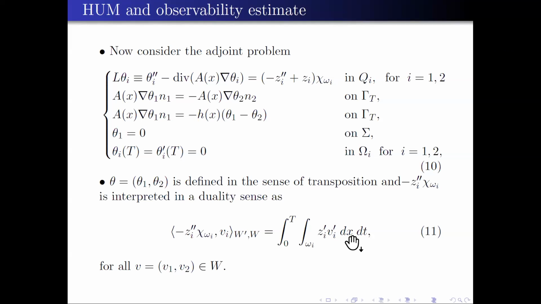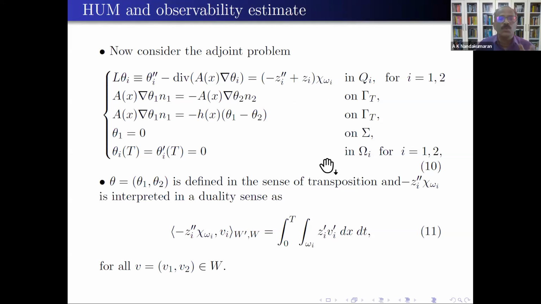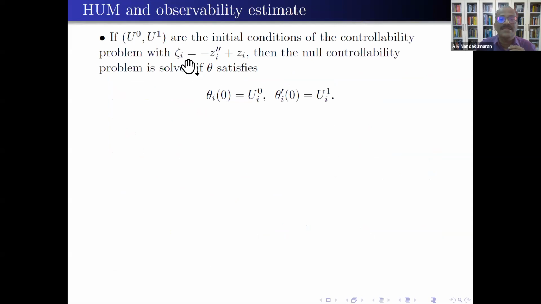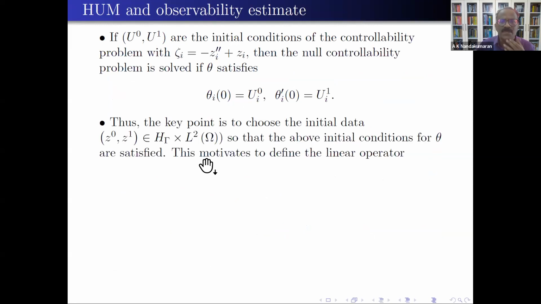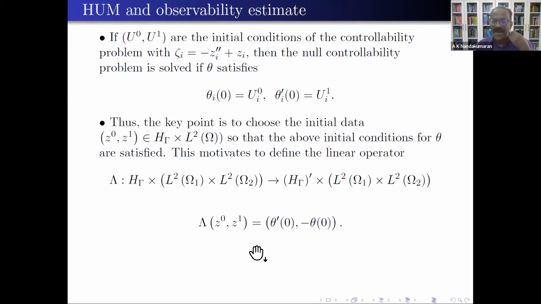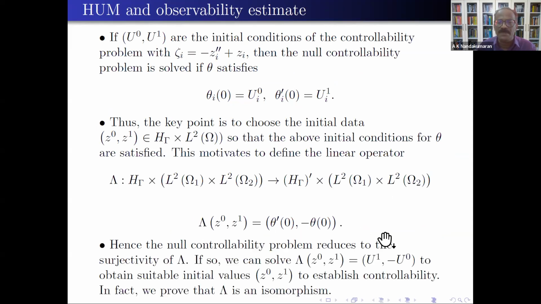Go ahead. Yeah. So you have your control here, which you interpret, and this is the control form, and the null controllability problem is solved if theta satisfies this. Thus, the key point is to choose the initial data so that the above initial conditions for theta are satisfied. This again motivates the operator. If you understand the Hilbert Uniqueness Method, it's pretty clear what is to be proved, and which operator is to be defined. So you have lambda like this: Z0, Z1 equal to this.